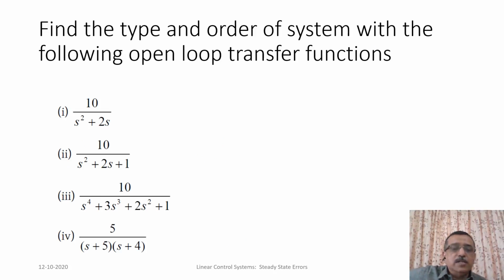So this I will leave you as an exercise. Find the type and order of the system with the following open loop transfer functions. If you don't get the answer, please ask me, okay? I'll pause for a while for you to think and scribble down, or maybe when you're watching the video, you can pause it and write down the answer. Then only you proceed. If you can't do this, please ask me. Send me a message. I will answer it immediately.